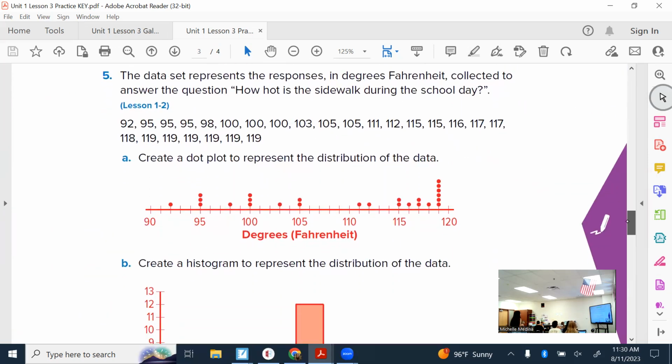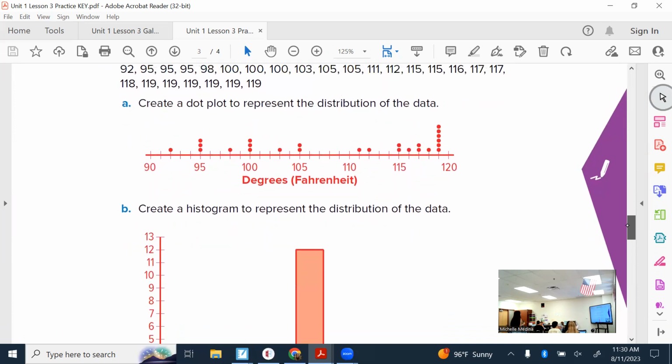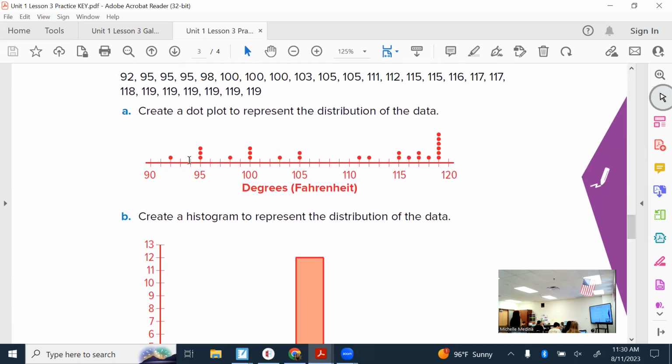So 5, you should have made a dot plot that looks something like this. You should have had an axis with consistent intervals. So, for example, they marked every 5th tick mark, but they still have individual tick marks. That's fine. So something to that effect. If my data starts at 92 and ends at 119, I probably want my number line to be a little before and a little after that.